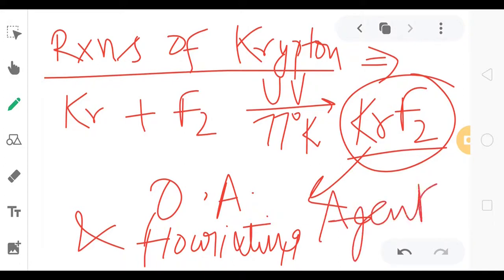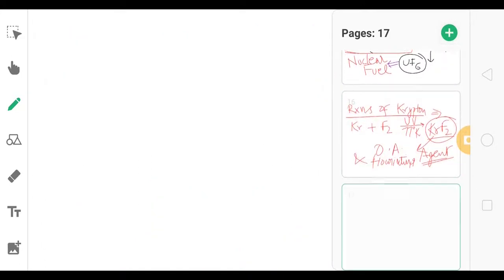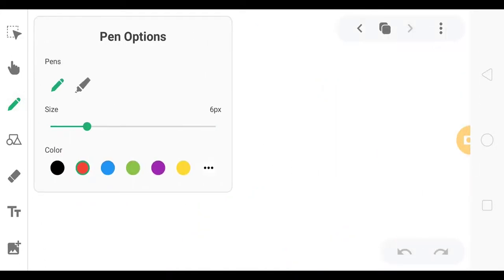This is a good fluorinating agent because it is a good oxidizing agent. That means it wants to get reduced, which means it needs electrons. So KrF2 will convert into Kr, that is krypton, and the released fluoride ions will act as a fluorinating agent. All right.